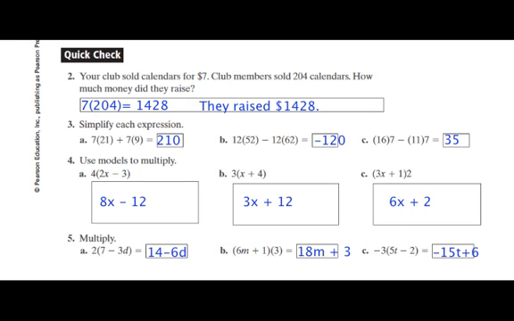Number 5a is 14 minus 6d. Number 5b is 18m plus 3. And number 5c is negative 15t plus 6.